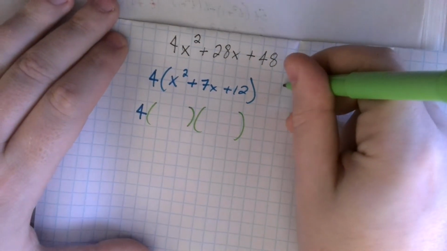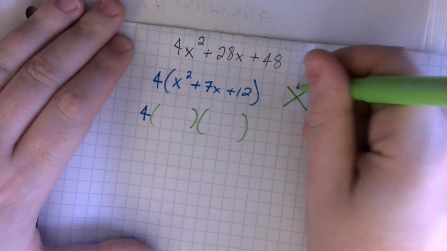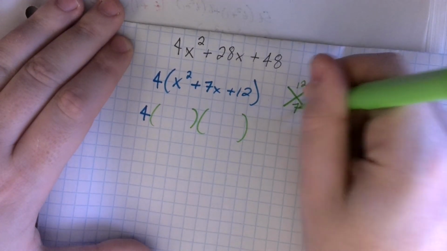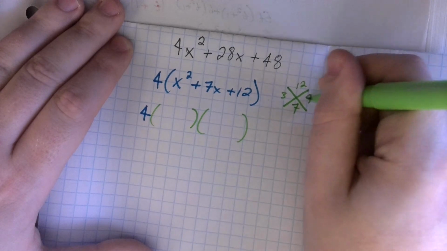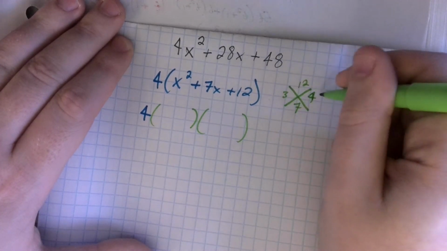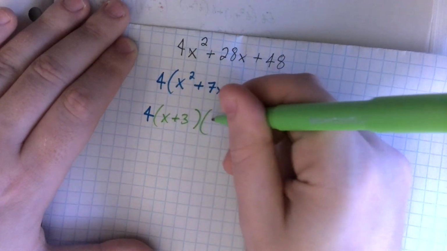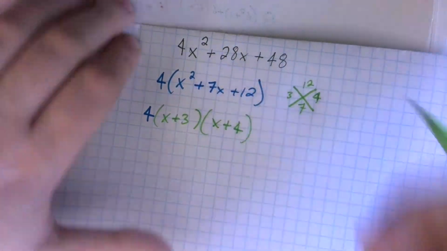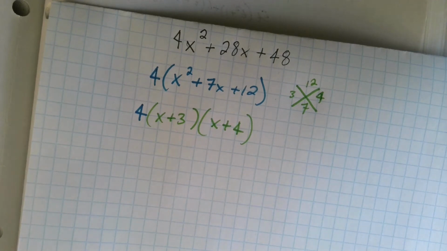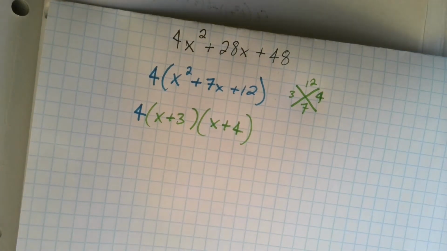So we ask ourselves, using the simple factoring method, what multiplies to make 12? What adds to make 7? The answers are 3 and 4, because 3 times 4 is 12, and 3 plus 4 is 7. So our answer would be 4 times x plus 3 times x plus 4. This is what it means to factor completely.